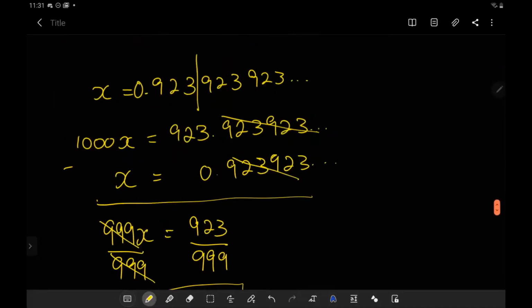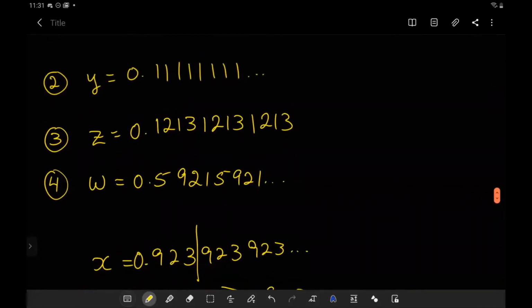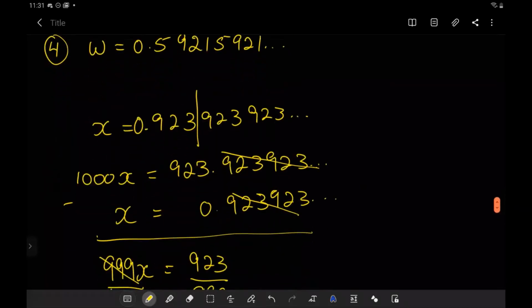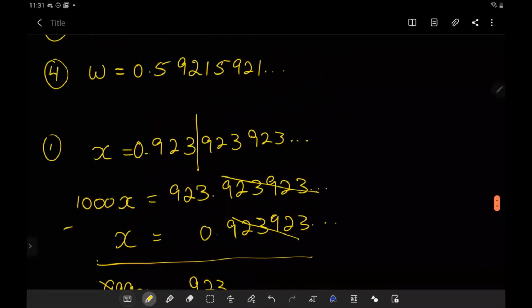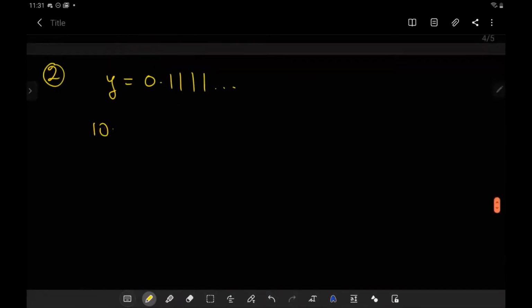Okay, next one, we have y is equal to 0.1111. Well, this one is a simple one. So this was number one. Number two, y is equal to 0.1111 and so on. The pattern stopped right here, so I can just multiply by 10. So 10y is equal to 1.1111 and so on.